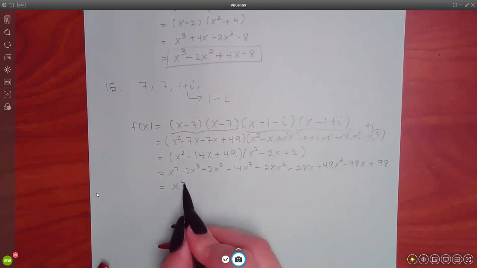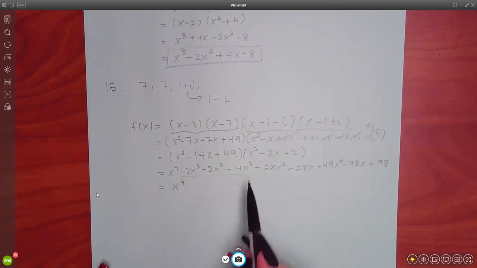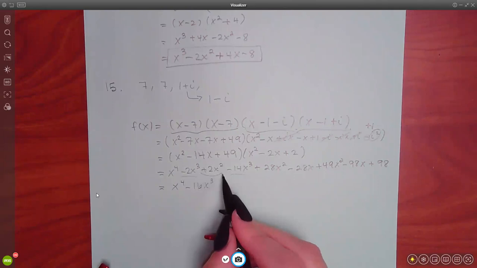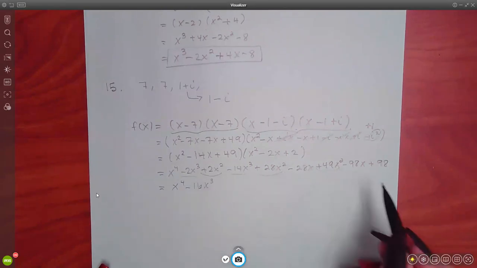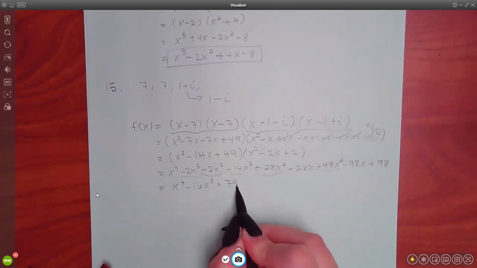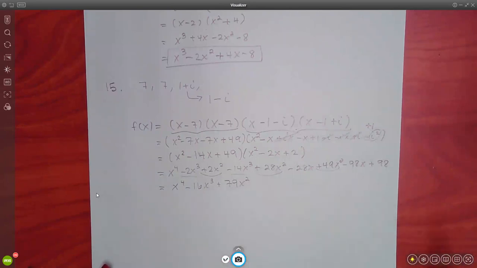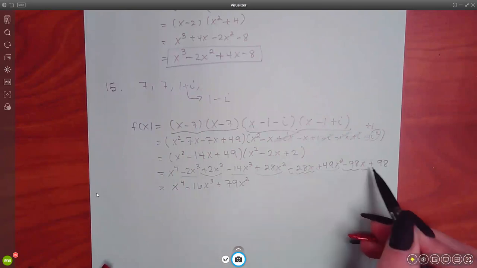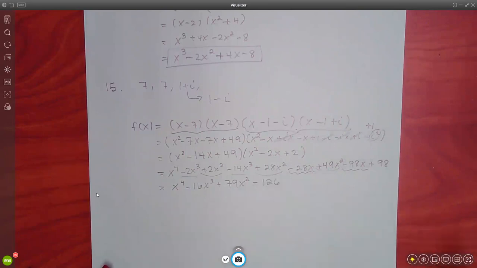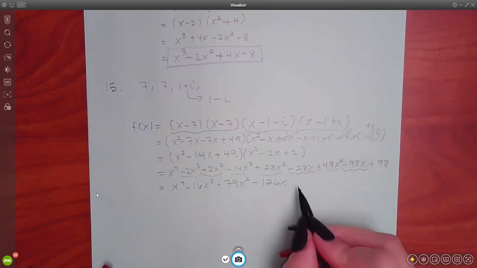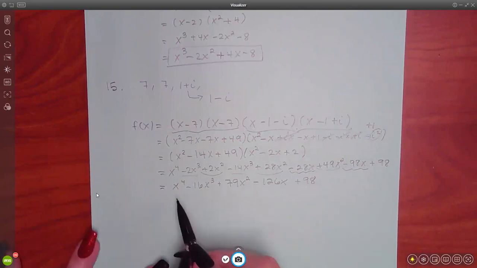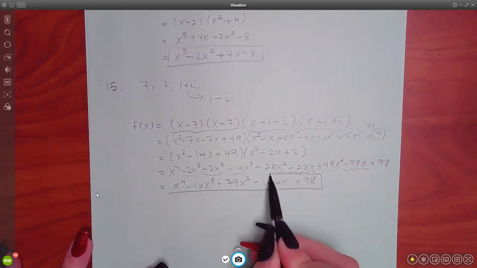Then from there, we'll combine our like terms. That's 79. And then the x's, that's negative 126. And then the 98. And now it's all expanded with all of those coefficients.